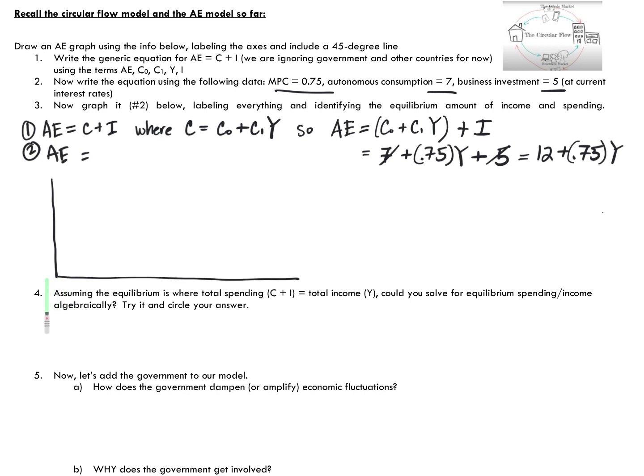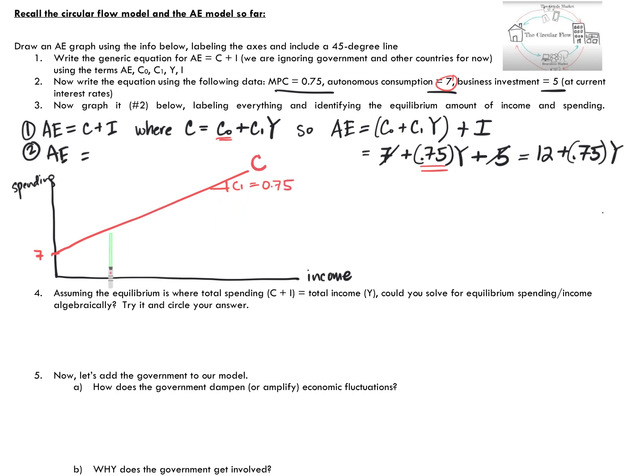And now we graph it. So always adhere to what's going on the axes. We've got total spending on the vertical and total income on the horizontal for your aggregate expenditure model. Then we can plug in our autonomous consumption, that which we would do even if we had no income. And the slope of this line is going to be your MPC, showing us how much your spending changes when your income increases.